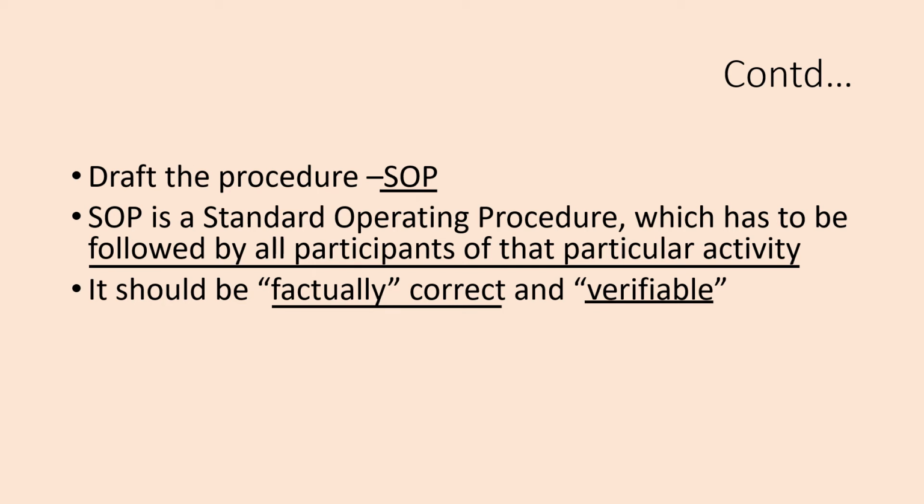Factually correct means there is no guesswork or assumptions in the procedure. The procedure is written exactly verbatim the way it is operated on the shop floor. Verifiable means whatever job is done there, there should be evidence for that. We have seen the earlier example on the cleaning of a reactor with a detergent. So there should be a provision to check that whatever operation is done can be verified with some data.